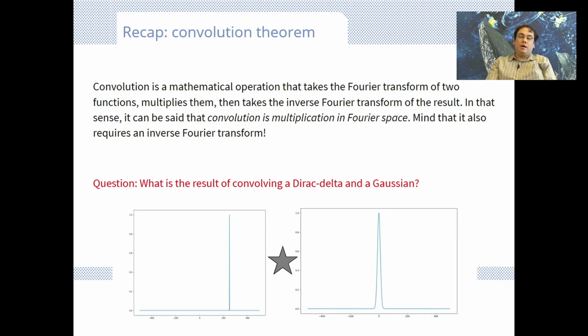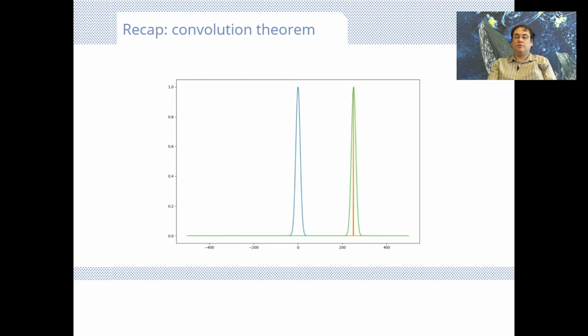So let's have a look at a very simple example here. Our input signal is a Dirac delta, and we are convolving that with a Gaussian. Now, what are we going to get? Well, the result is just a shifted Gaussian, right?